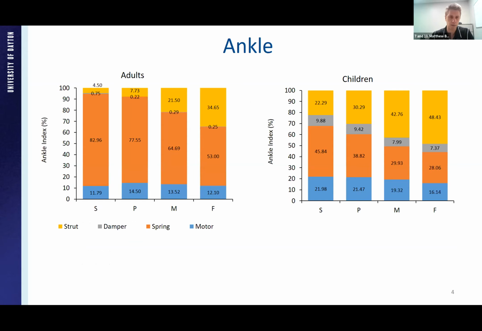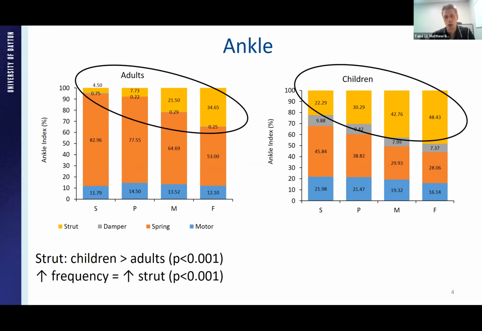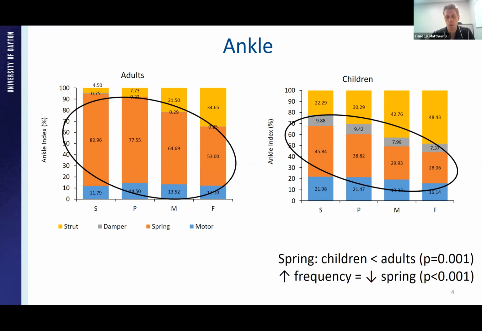So from left to right, the 4 bars refer to the different frequency conditions from slow to fast. So we're increasing frequency. And then we have the different indices represented by the different colors: strut, damper, spring, and motor. So for the ankle, children showed greater strut-like function than the adults. And with increasing frequency, both groups increased the strut function. Spring showed an opposing pattern, so children had less spring function than adults across the conditions. And as frequency increased, spring function decreased.